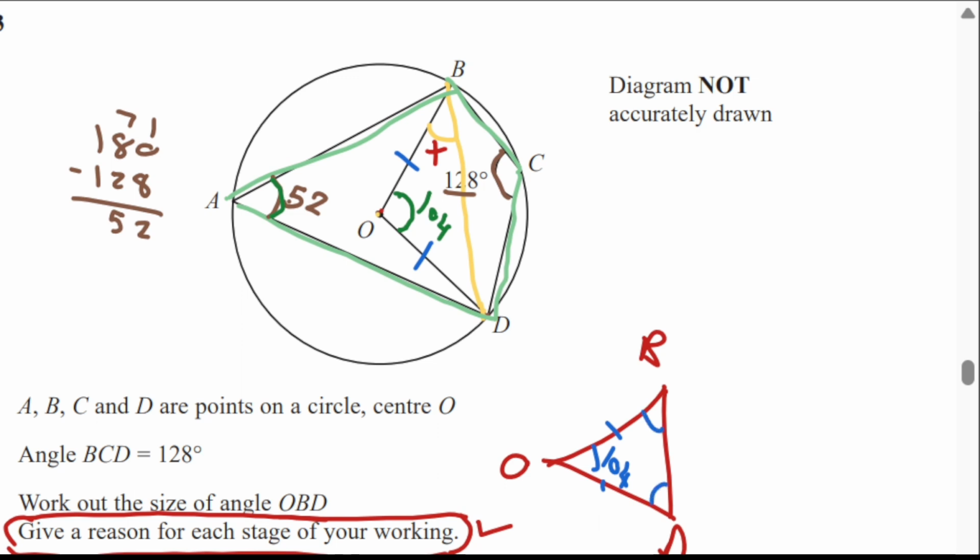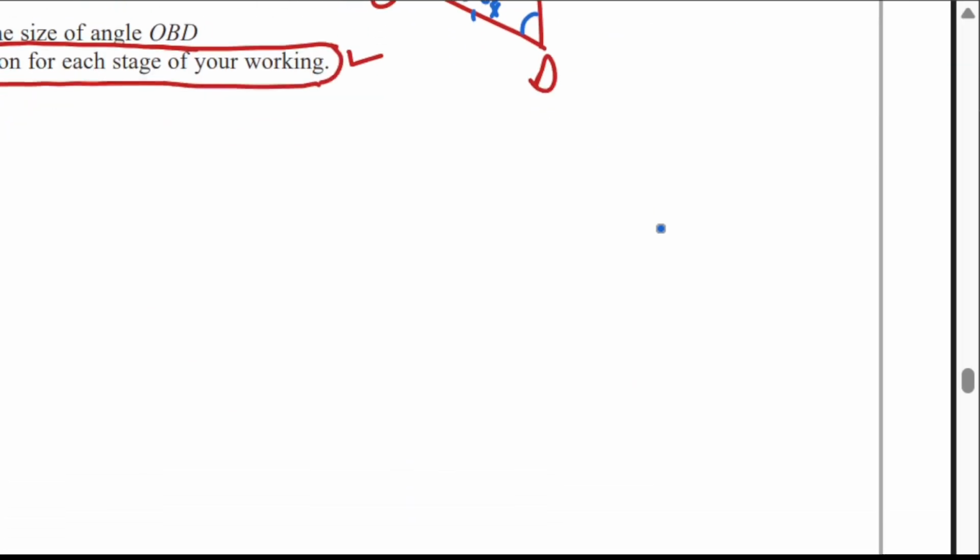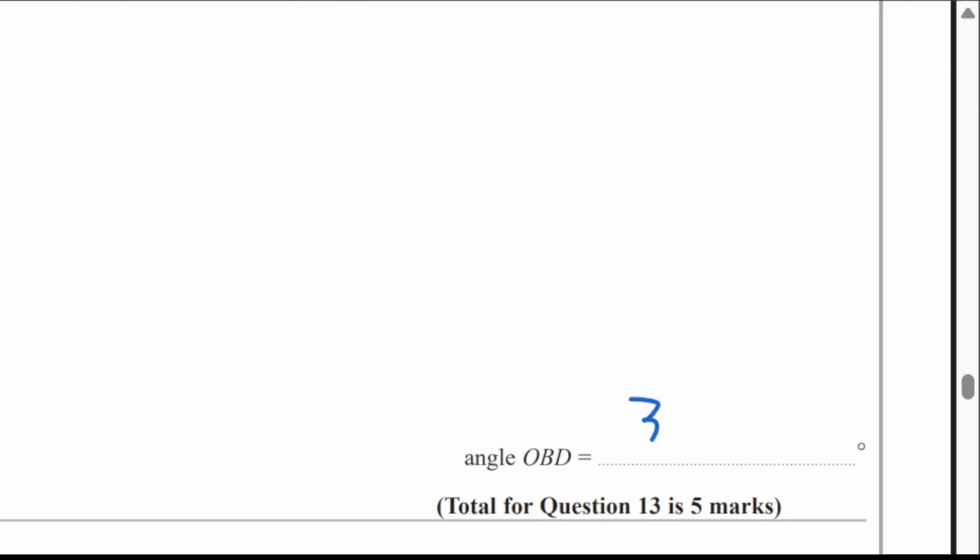Now this is 104, so we'll do 180 minus 104. That gives you 76. And because it's an isosceles triangle, we will do 76 divided by 2. That gives you 38. That means angle X equals 38. And that's how you got your full 5 marks. That's it.